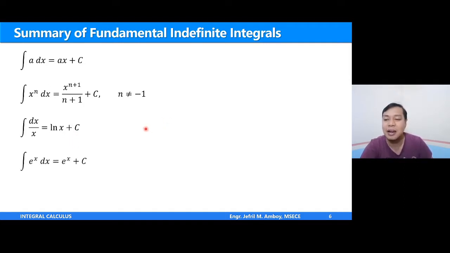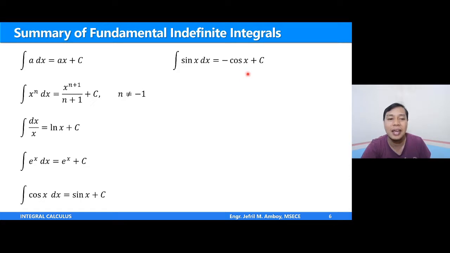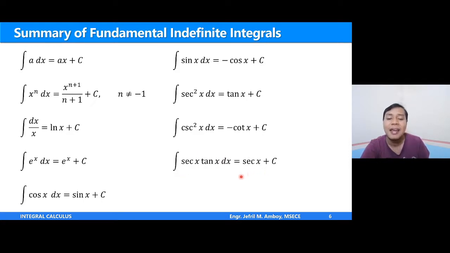Next is the integral of the exponential function e to the x dx. So we have e to the x plus c. And next is the integral of the cosine function, cosine x dx, so we have positive sine x. Next, the integral of sine x is negative cosine x. Next, the integral of secant squared is tangent, and cosecant squared is negative cotangent. Next, the integral of secant tangent is secant, and the integral of cosecant cotangent is negative cosecant x plus c.